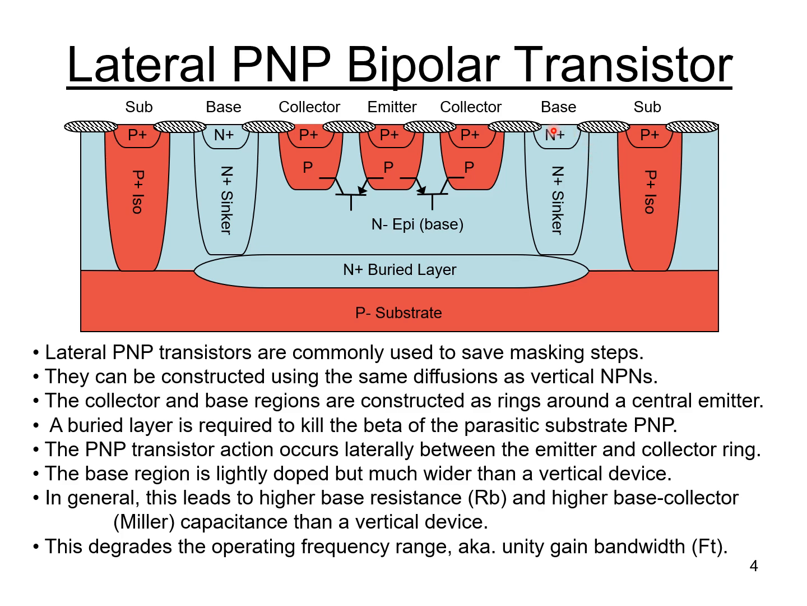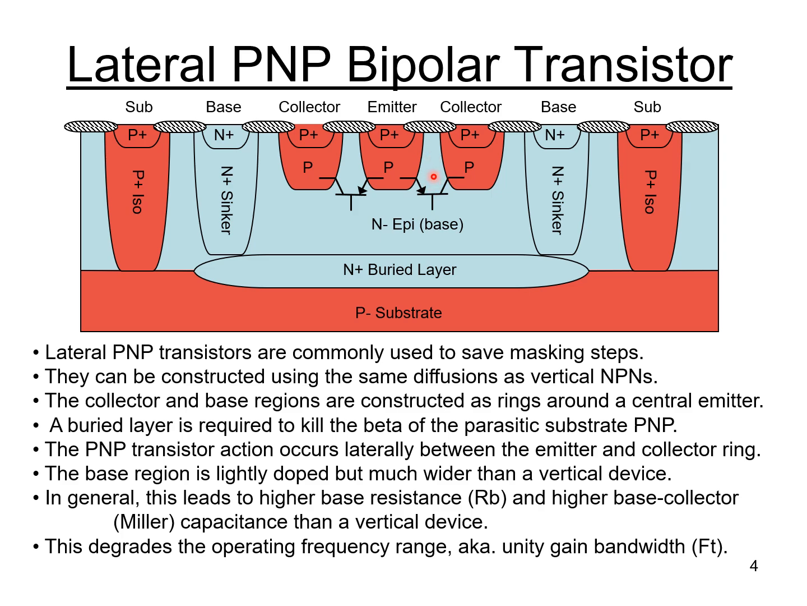Now the base region of this lateral PNP is basically the collector region of the vertical NPN, and it's the blue region. You can see we have a base ring that goes all the way around the structure, made up of N plus with sinker, and it contacts the buried layer down below. The actual transistor action is occurring right where I drew the transistor symbols. In that region, the base region is very lightly doped because it's made from the N minus epi material.